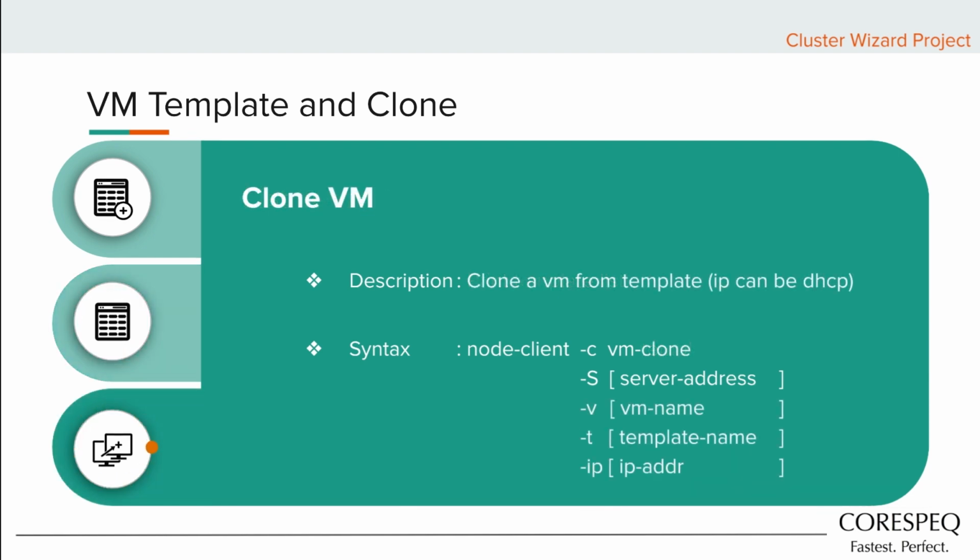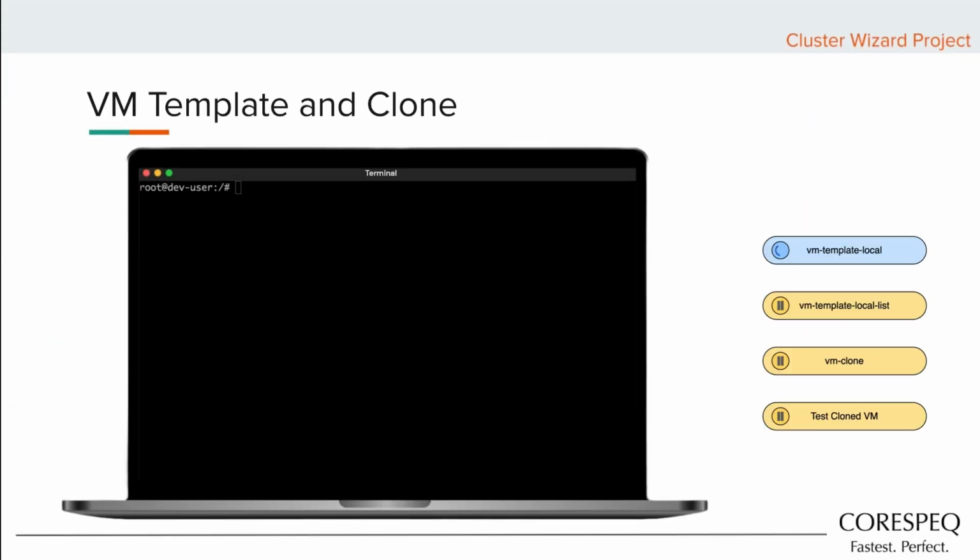Lastly, the VM clone command clones a VM using a specified template. This command needs the server address, VM name, template name, and IP address as inputs. The IP address in this case can be DHCP. Now let's have a look at the demonstration video for creating templates and clones.